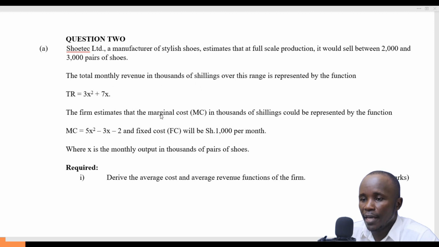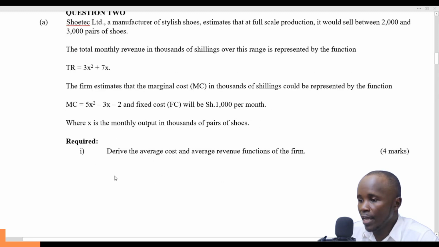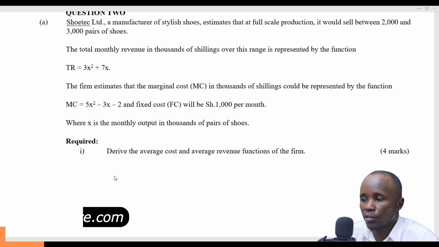The firm estimates that the marginal cost, MC, in thousands of shillings could be represented by the function MC equals 5x squared minus 3x minus 2, and a fixed cost will be 1,000 per month, where x is the monthly output in thousands of pairs of shoes. Required: derive the average cost and the average revenue function for the firm.